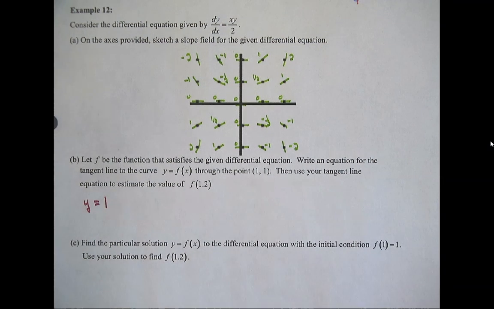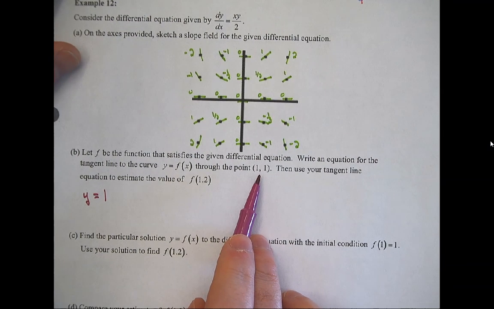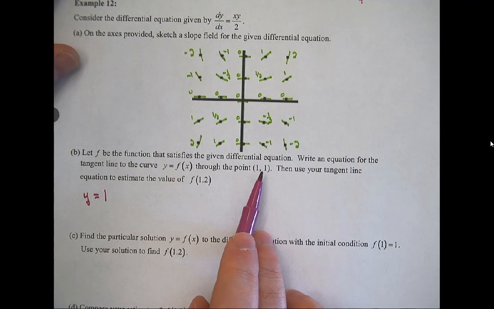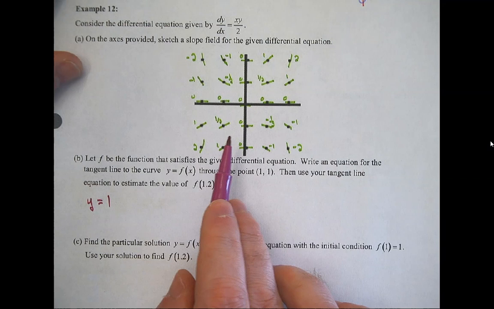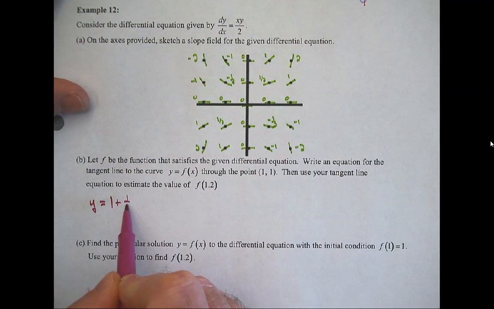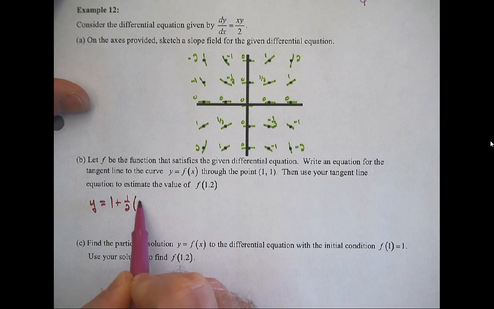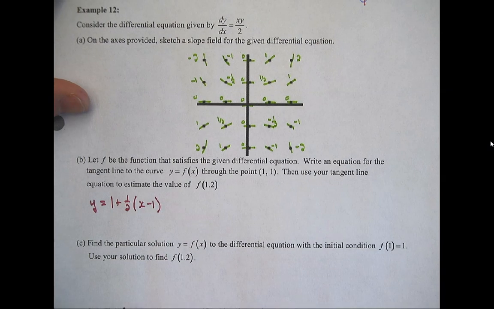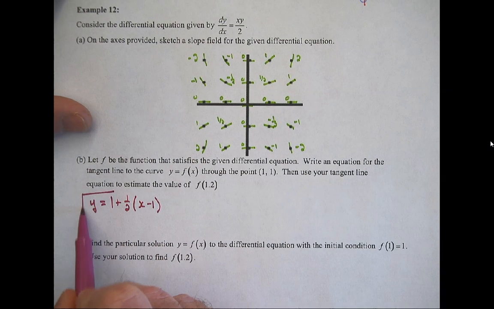Now, I need slope, right? I need slope and a point. Well, I got the point. I need the slope. What's the slope at (1, 1)? Folks, that's what this is. This is what we just did. The slope at (1, 1) was 1/2. So plus 1/2 times x minus 1. There's the answer to part A.